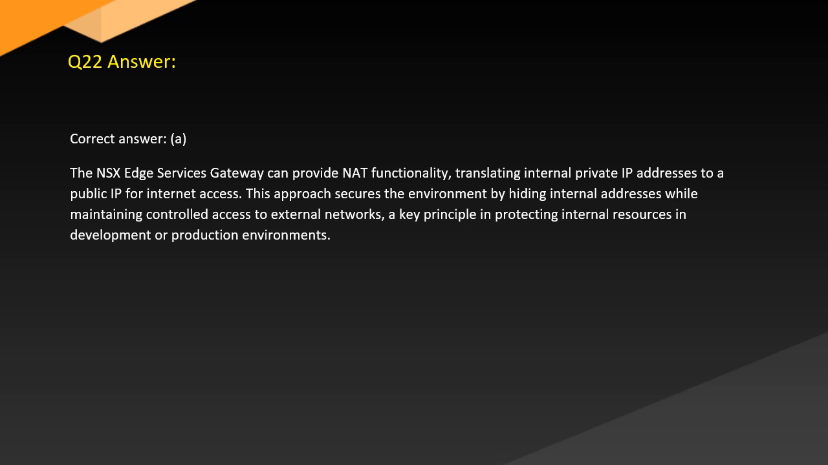Answer. Correct answer: A. The NSX Edge Services gateway can provide NAT functionality, translating internal private IP addresses to a public IP for internet access. This approach secures the environment by hiding internal addresses while maintaining controlled access to external networks, a key principle in protecting internal resources in development or production environments.